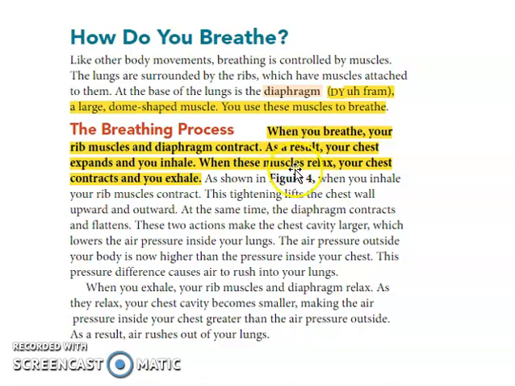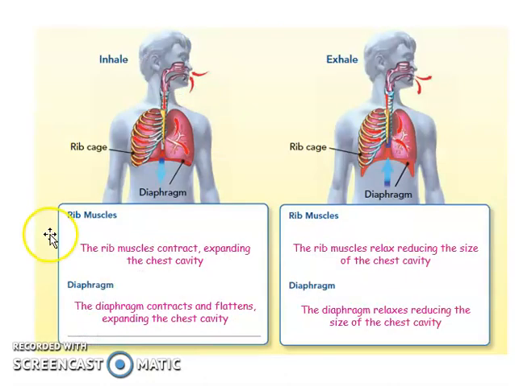In this part, as a result, your chest expands and you inhale. When these muscles relax, your chest contracts and you exhale. So this is another process of muscles working in pairs. So let's try to illustrate that one here in this diagram. So what is happening to our muscles here when we are inhaling and exhaling?